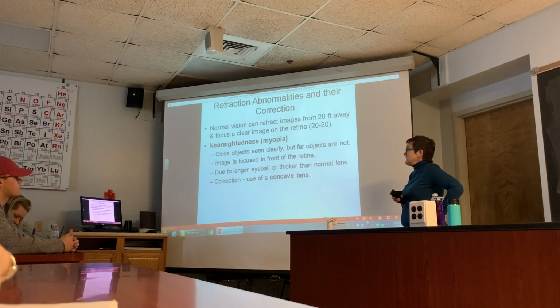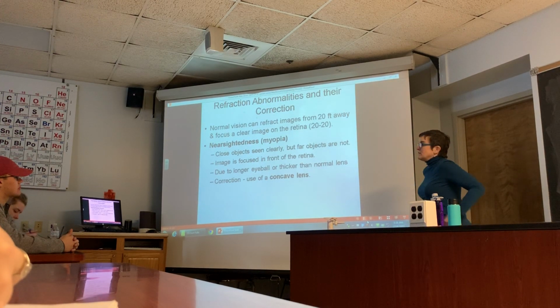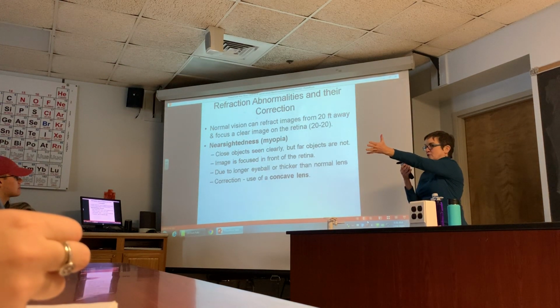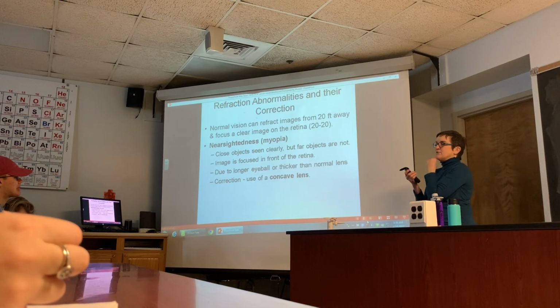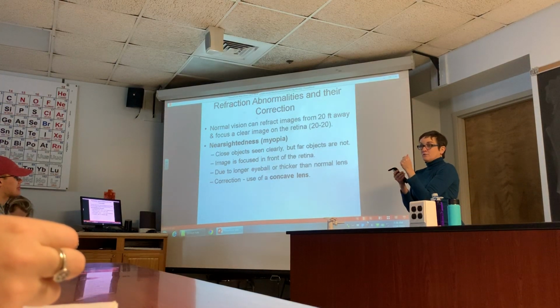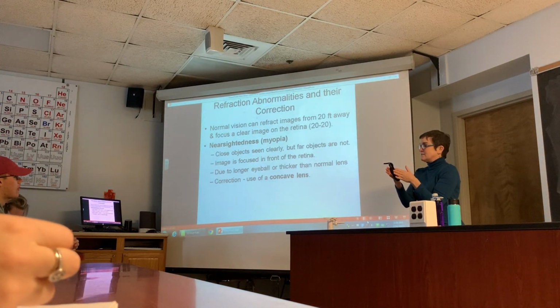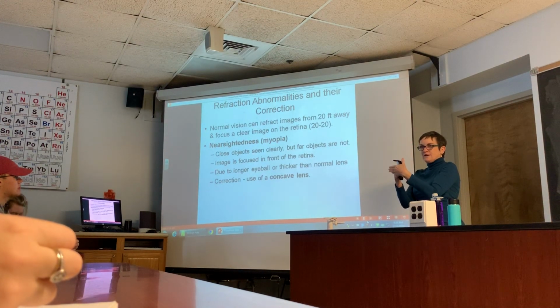If you're nearsighted, this is called myopia, nearsightedness. This is when close-up things are clear, but anything far away gets blurry. And so what's happening is the image is being focused in front of the retina instead of on the retina. So by the time the image gets to the retina, it's not in focus, it's blurry. So your focal point is not on the retina, it's in front of it.